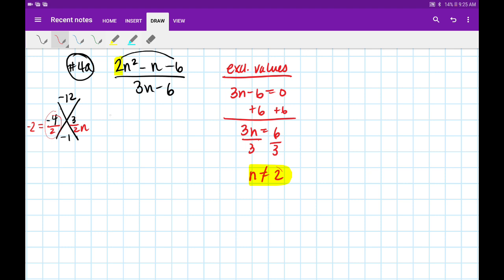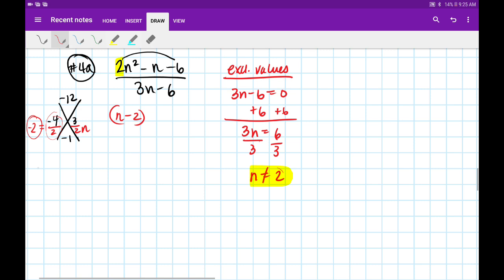So what I'm dealing with then is n minus 2. That's from this piece. And then 2n plus 3. And that's from this piece. Remember, read it bottom to top. 2n is the bottom, and then plus 3 up top. All over 3n minus 6.